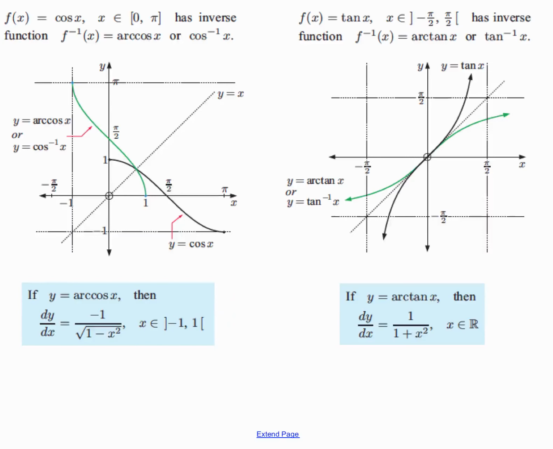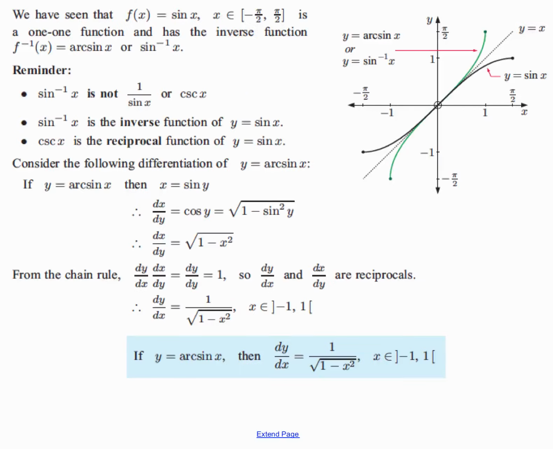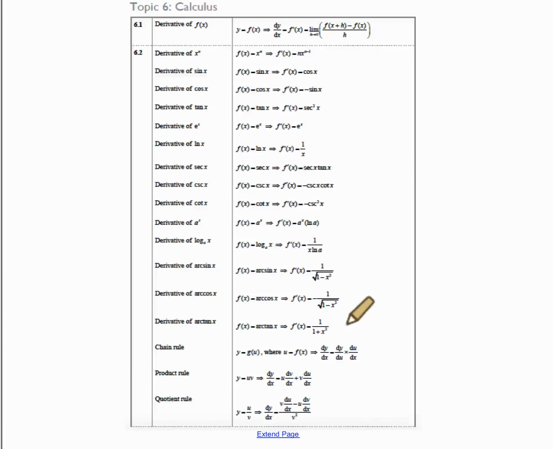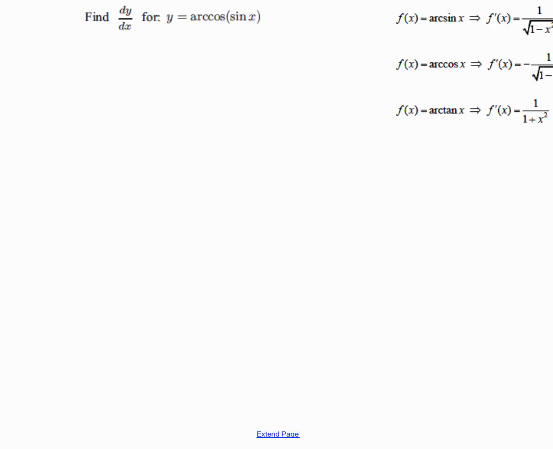Now, we've got some good news for you. They're all similar. They're all something over the square root of 1 minus x squared, except for, well, the sine and cosine are. And tangent is 1 over 1 plus x squared. So they're not that hard to remember. And remember, you've got your good friend, the IB HL formula booklet. And looky here, kids, there they all are for your viewing pleasure. And a reminder, we've got the derivatives of all of our basic functions. But let's get to some examples.